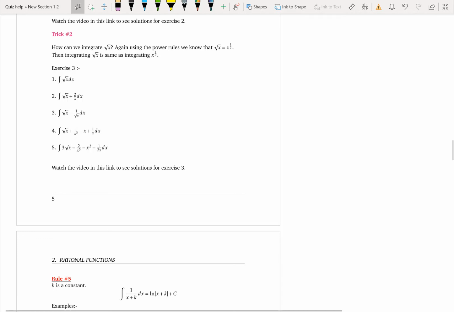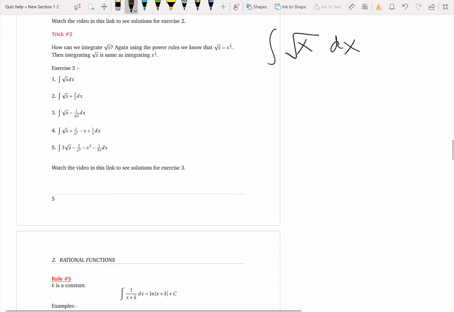Okay, now the topic of this video is how to integrate a square root, like the square root of x with respect to x. Okay, so there's an algebraic trick. Again, this is very useful in any calculus class.